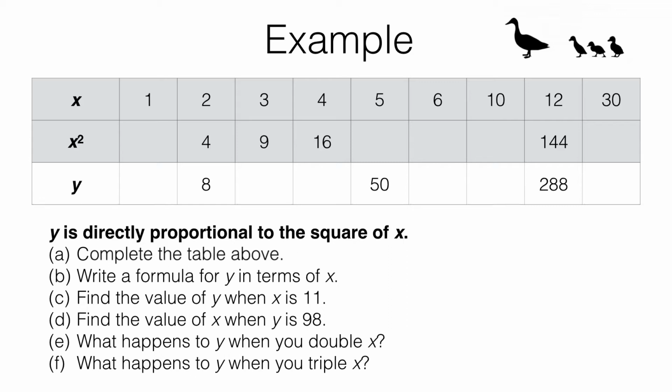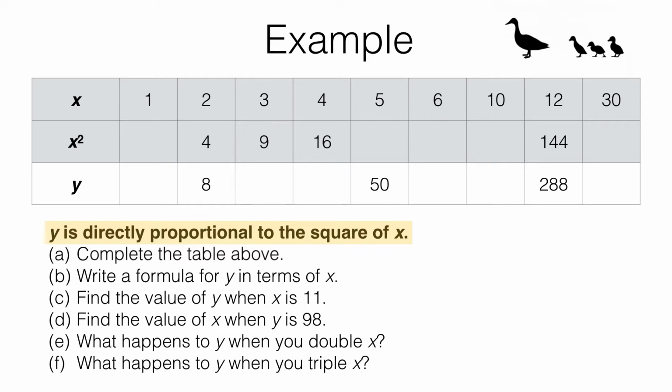In this video, we are looking at direct proportion. In this example, we are told that y is directly proportional to the square of x. In other words, y is proportional to x squared, not x. So this will be a little different from what we saw in the previous video where we had y being proportional to x. So what does this even mean, y is directly proportional to x squared?